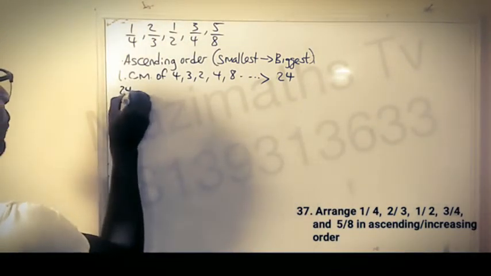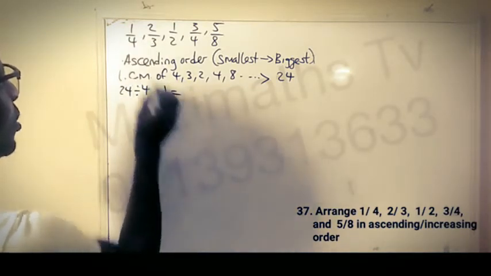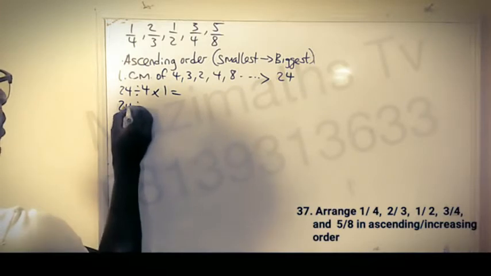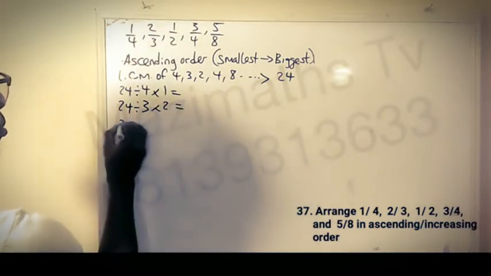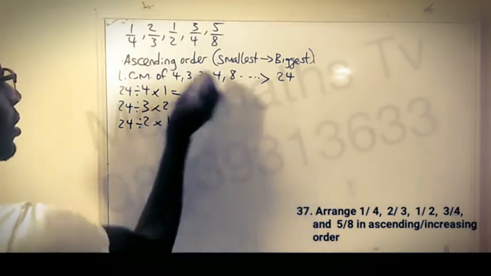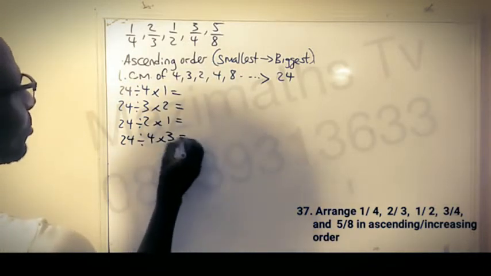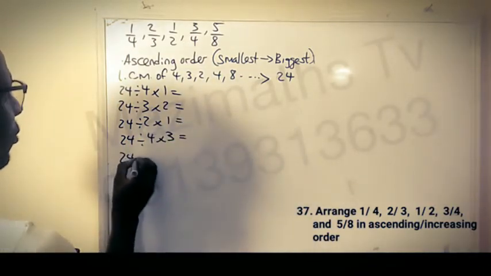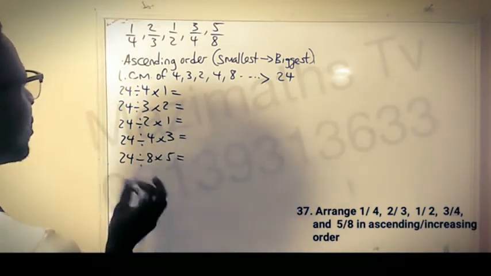Starting with the first one, we have 24 divided by the down number times the up number. Second one, 24 divided by the down number times the up number. The next one, 24 divided by 2 times 1. The next one, 24 divided by 4 times 3. And then the last one, 24 divided by 8 times 5. Okay, now let's go.